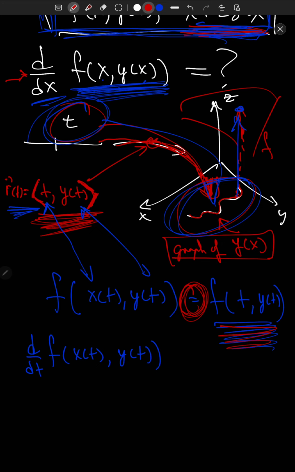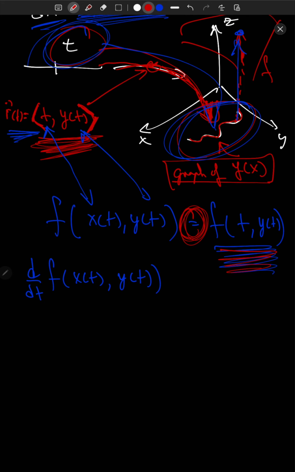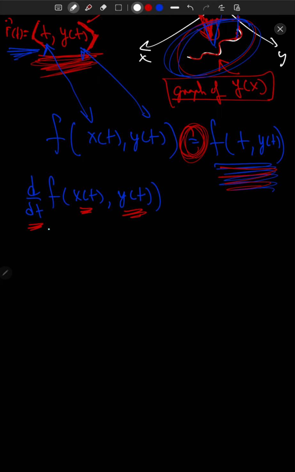Now, why did I go through all that trouble? The deal is this d/dt of f of x of t, y of t, that's the chain rule that we've been doing since the beginning of today. So this is df/dx. Sorry, I should do partials here.